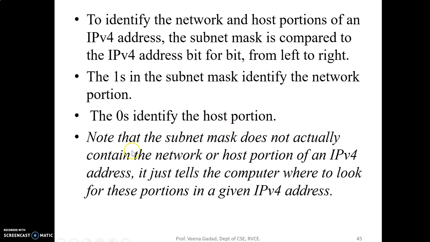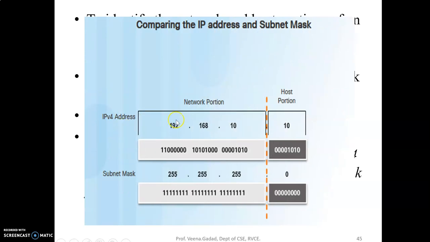Note that the subnet mask does not tell what the IP address of the machine is. It is just used to differentiate between your host part and the network part. So with your IP address and your subnet mask, when you perform an AND operation, it will keep your network part as it is, but your host part goes to 0. So when you perform an AND operation with an IP address and a subnet mask, what you get is the network address.